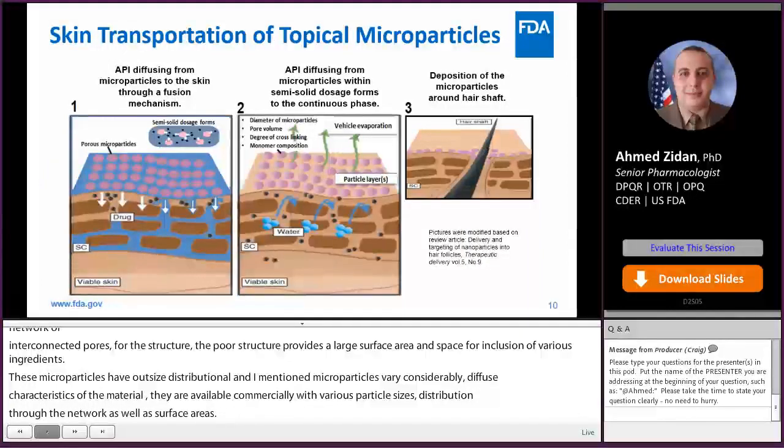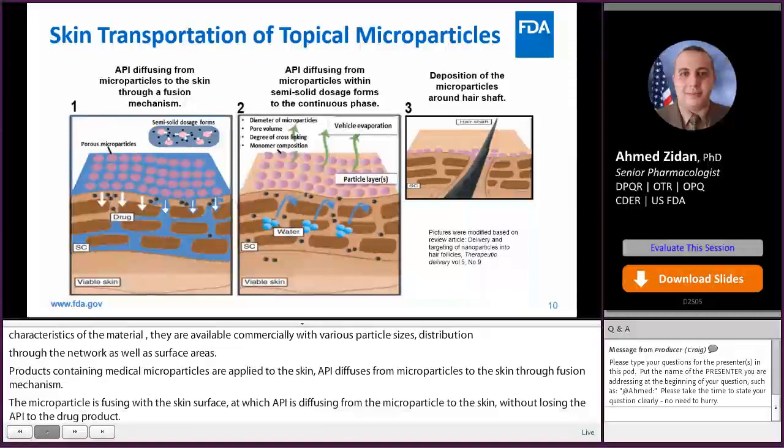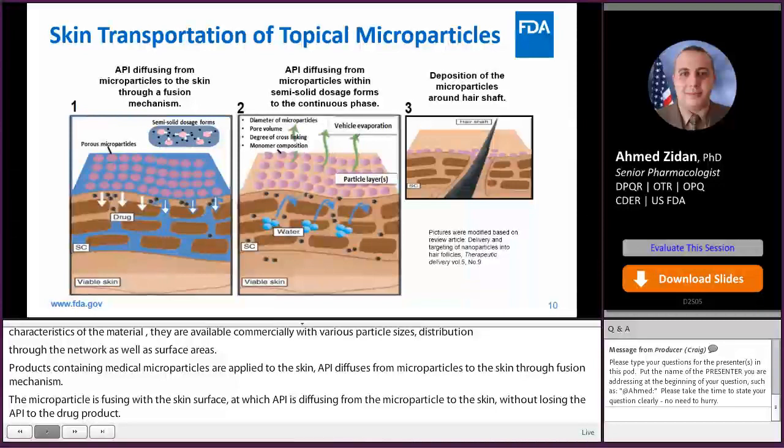The first scenario is that the microparticle is fusing with the skin surface, at which the API is diffusing directly from the microparticle to the skin without releasing the API to the external media of the drug product. And the second scenario is that the API is released to the continuous phase of the drug product, from which it is absorbed at the skin surface.